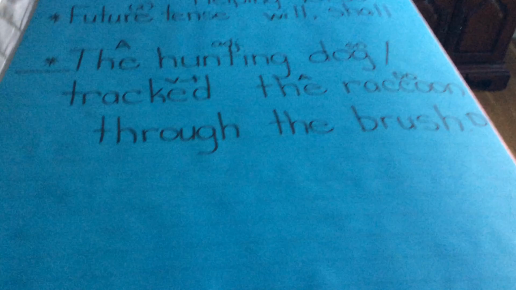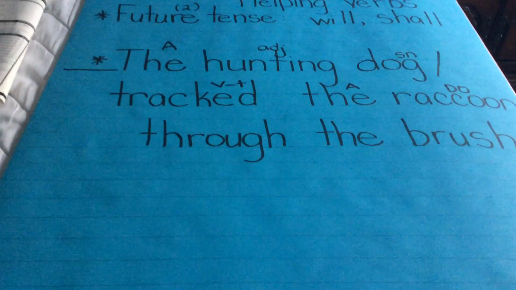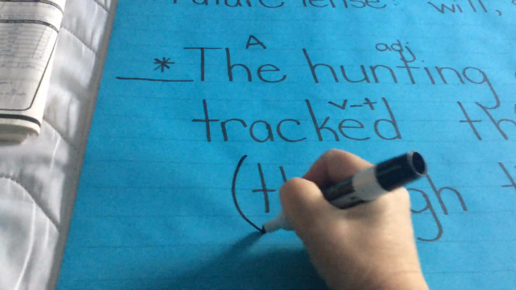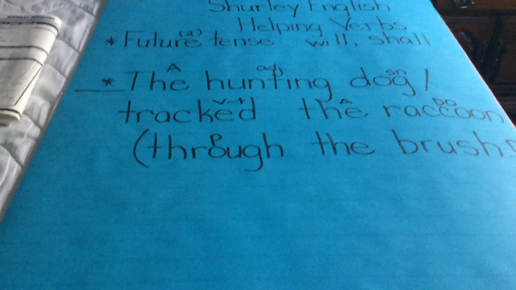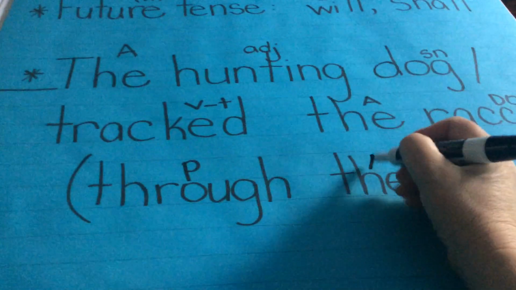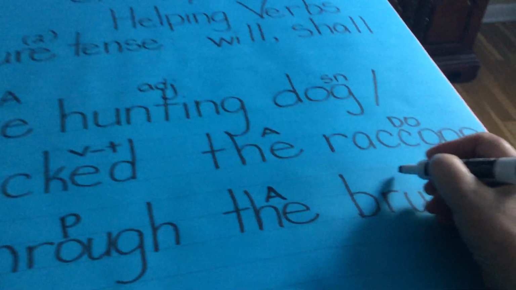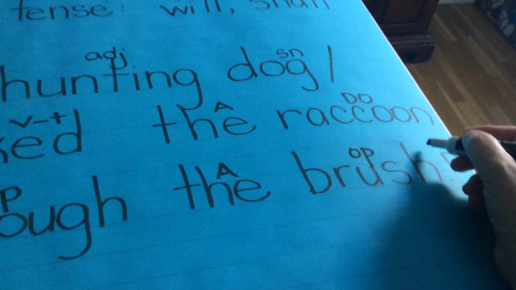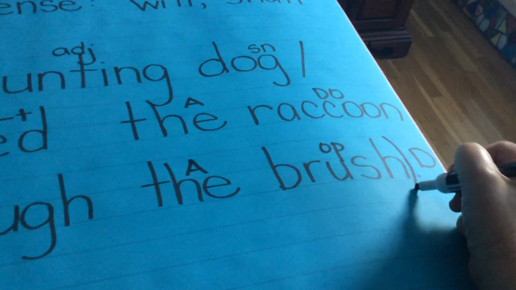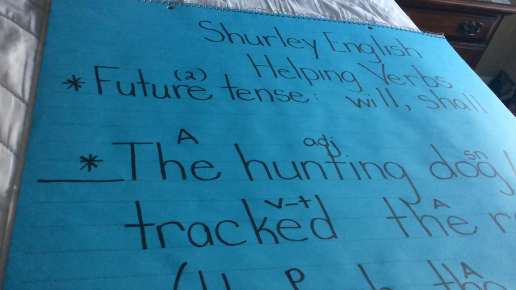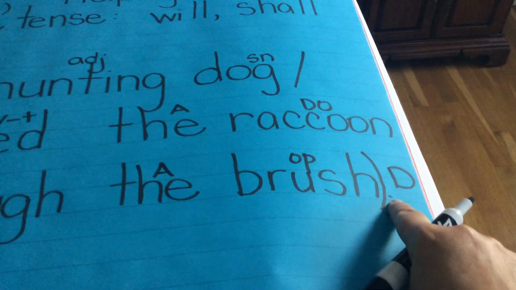Okay, through. Oh, I hope everybody said preposition. Correct. Boom. We need those parentheses right there. The article adjective and brush. Object of the preposition. Bink. And there we go. Okay. Make sure that your parentheses go right there and then your period is on the outside. There we go. Okay.